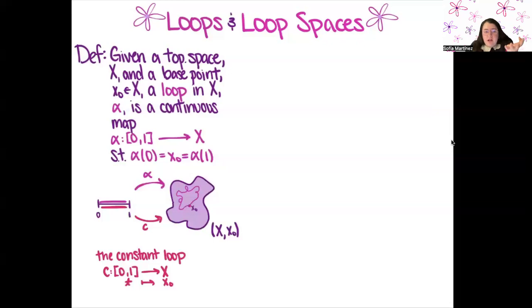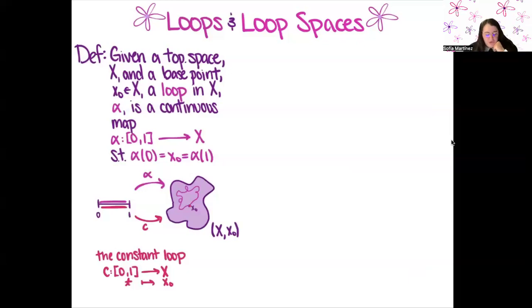An important loop for us is going to be the constant loop, the loop that doesn't travel anywhere. So this takes the entire interval to just the base point itself. And you might hear me say throughout this talk that this interval is kind of like the time interval. It tells you where to travel in the image or where to be in the image of your loop alpha, right? So I might interchange these words. And I'm also kind of implicitly calling it time when I assign t to some value, right?